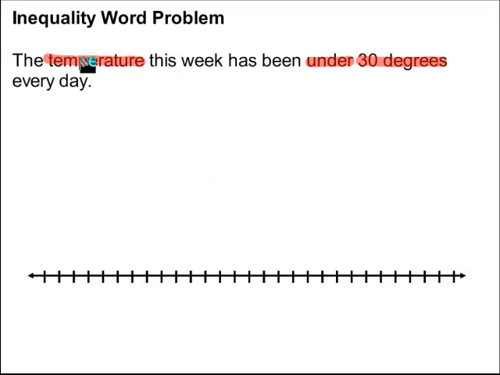If we look at this, temperature is what's changing each week. Some days it might be 20, 22, 24, 28. So I'm going to express our temperature with a variable t. 30 is obviously our number that we're going to use here. And then under is the word that will tell us which inequality to use. So we have to think, does under represent less than, greater than, less than or equal to, or greater than or equal to? Well, I think it's going to be either less than or equal to, because under seems smaller.